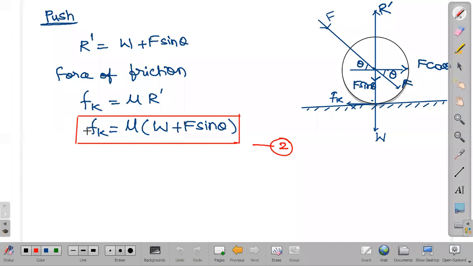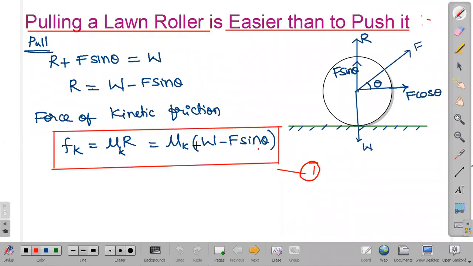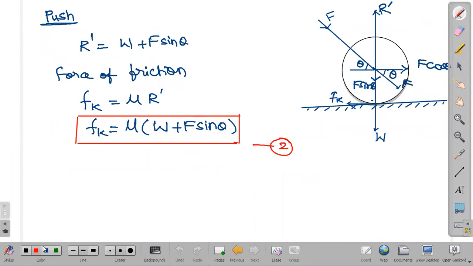So that means the kinetic friction is more when we are pushing it, whereas kinetic friction is less in pulling. Kinetic friction is less means opposing is less, so the object can move more easily, right? The object is moving in this particular direction, and in this way the kinetic friction will be acting. So the kinetic friction in the first case is less, whereas in the second case it is more. That's the reason. So comparing equation 1 and 2, what conclusion can we make?